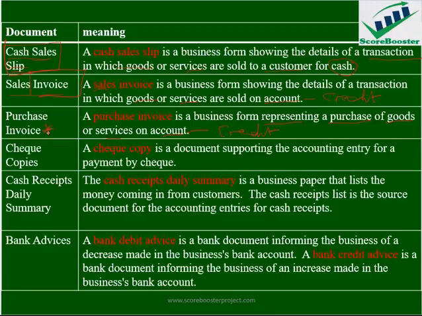Please take note of that, is invoice. Invoice is on credit, whereby the slip, sales slip or purchase slip, is what we have on a transaction. Not only that, we also have a check copy. A check copy is a document supporting the accounting entry for payment by check.